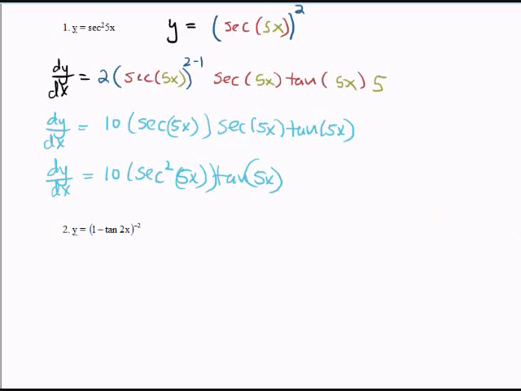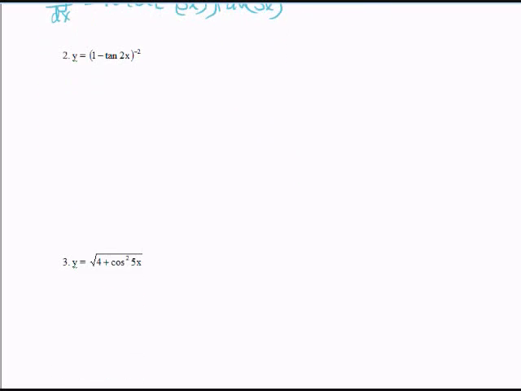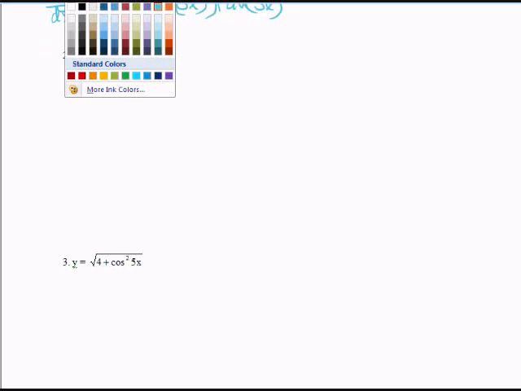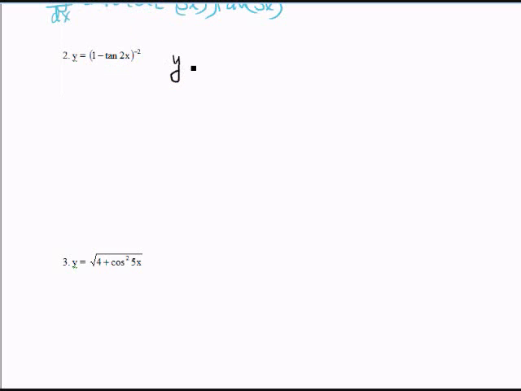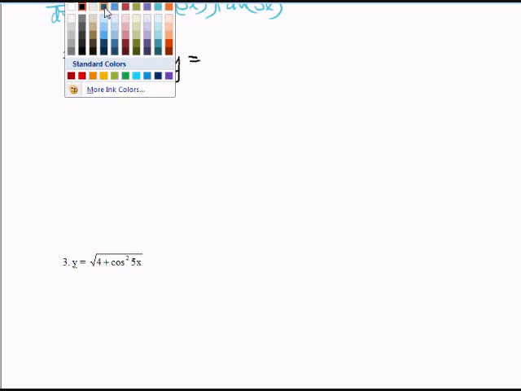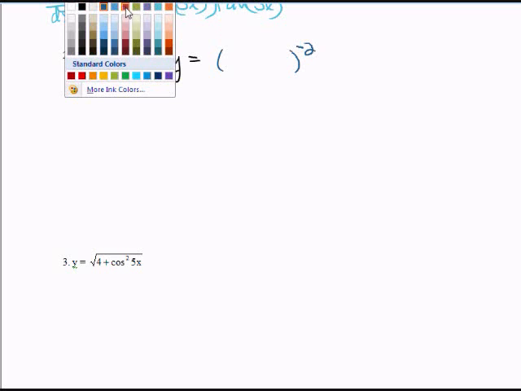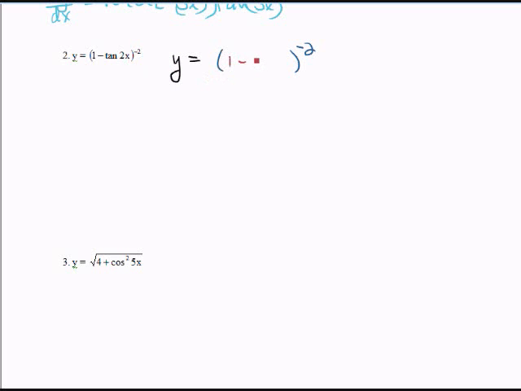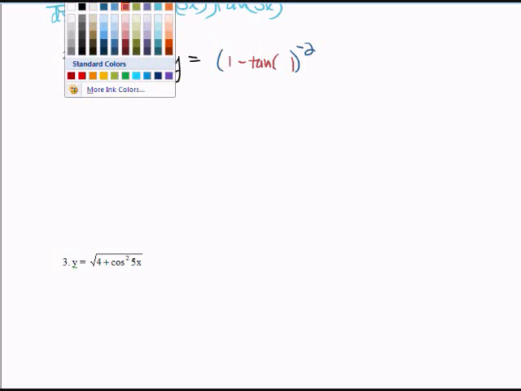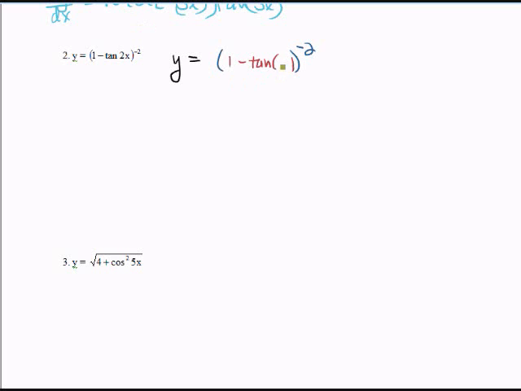Our next function again has 3 pieces. So I'll rewrite the function using some color. Our function is y equals, our outermost piece is the raising to the negative 2. The inner function is 1 minus the tan. And then the innermost piece to that is the 2x. So we have 3 layers to our chain rule, the negative 2, the tan, the 2x.